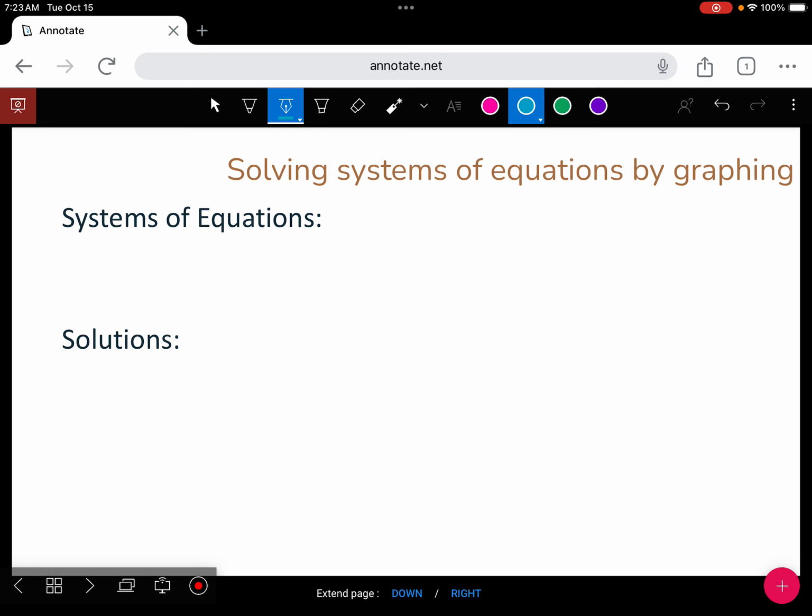So we're going to be talking about systems of equations. That's what the meat of this chapter is all about. We're going to start by figuring out what a system of equations is, because we're going to have a lot of different methods to solve systems of equations.